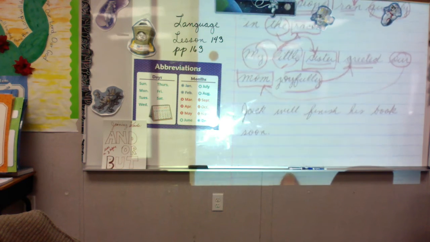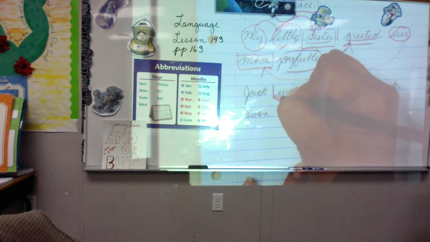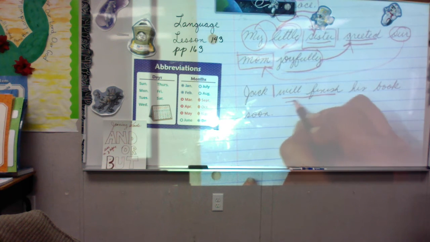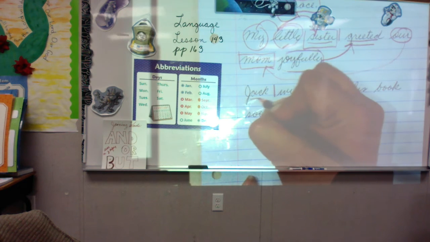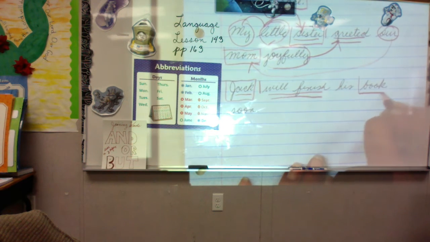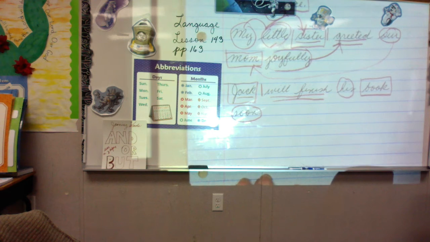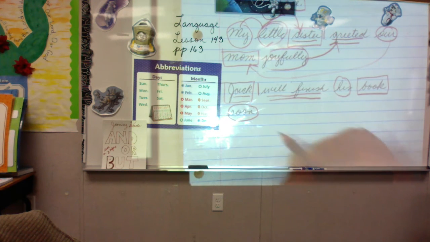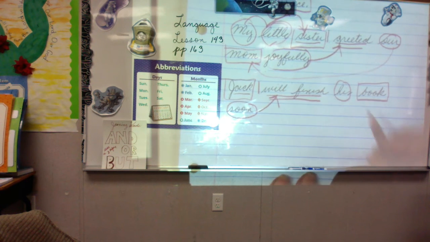Last sentence. Jack will finish his book soon. I divide my sentence. Will finish is my verb phrase, and I underline both. Jack is my subject and is also a noun. Book is a noun. His, adjective. Soon, adverb, I'm sorry. When is he going to finish? Soon. Whose book? His book. Possession.